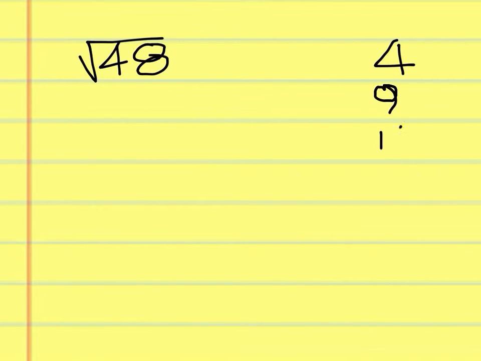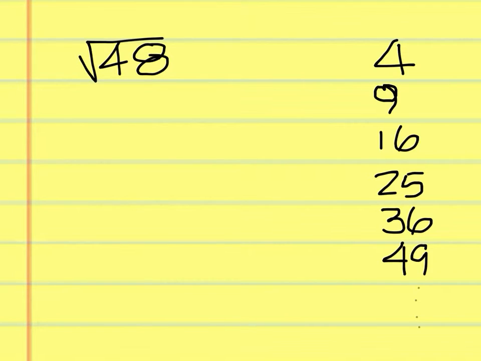Let's find the simplified version of the square root of 48. Our perfect squares are 4, 9, 16, 25, 36, 49, and so on. Half of 48 is 24. Between what two numbers is 24 in this list? 16 and 25, so forget about the rest of them. And start with the 16.